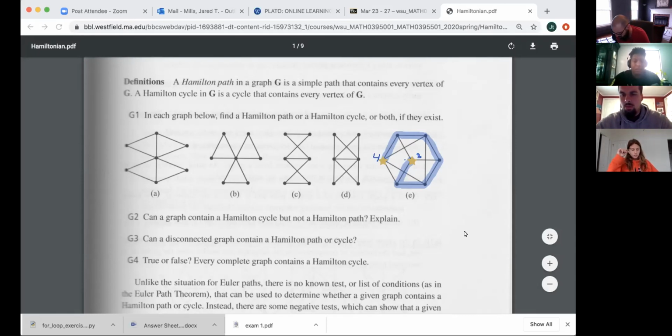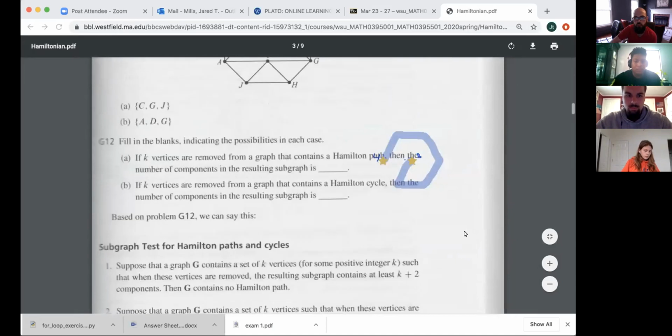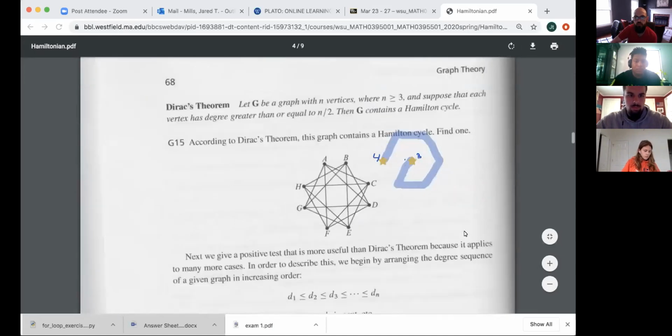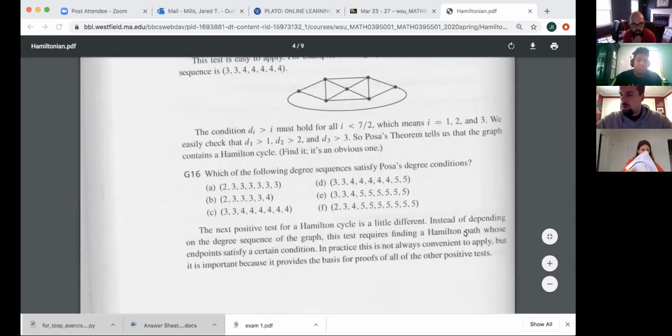So did you all look at the other ones? You looked at Dirac's and Pósa's conditions? And so what did you say? Scroll down, go to G16. What did you say for which ones satisfy? We said A, C, and F satisfy. So can you talk me through one of these, like part A?